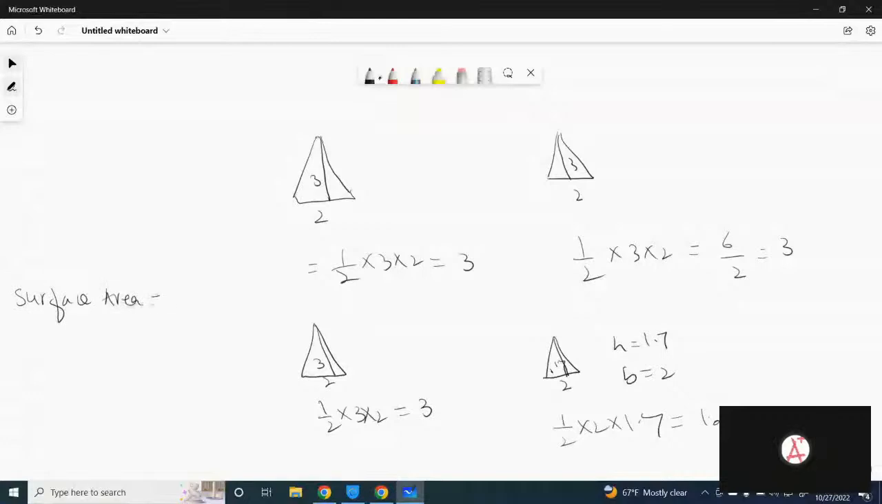all the areas of the faces. 3 plus 3 plus 3 plus 1.7. So it would be 3, 3, 3, 9 and 10.7. So the surface area of the figure is 10.7. Got it? Just select the correct option and click on the OK button.